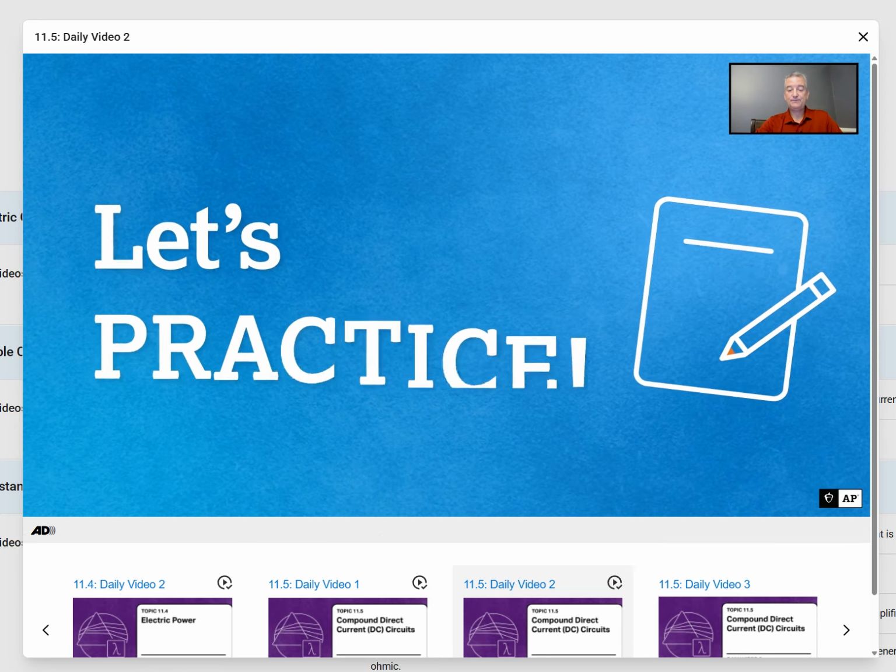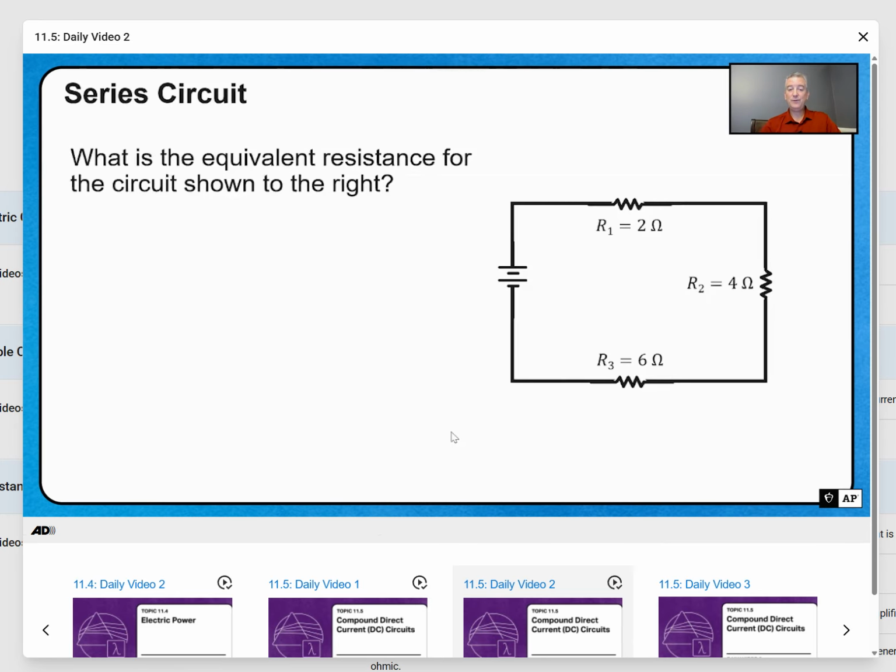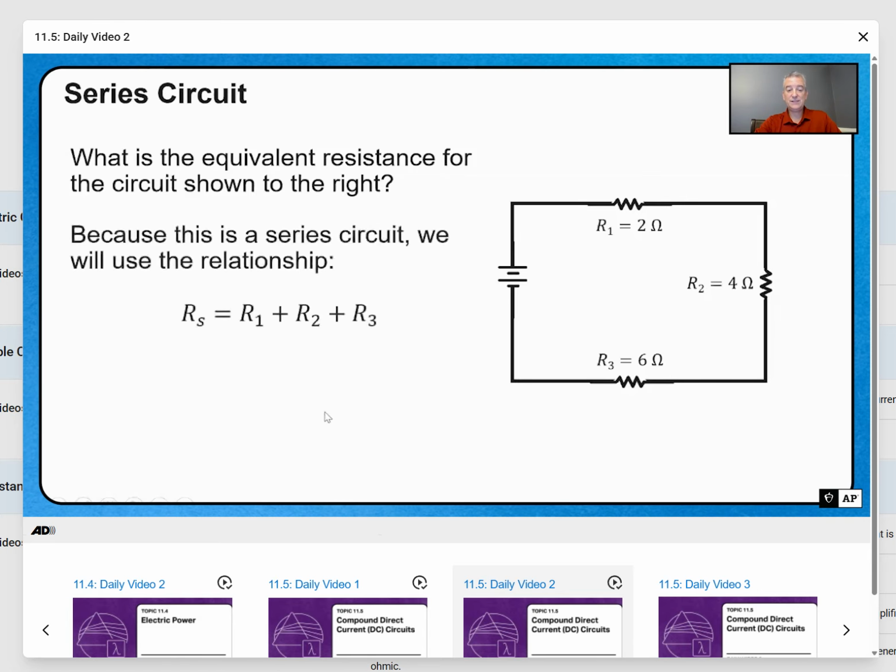So let's practice. If we were given this circuit shown to the right, how would we find the total resistance of the circuit? Our goal is to replace all 3 of those resistors with one resistor that we can say is the equivalent resistance for the 3. The first thing we must do is identify what type of circuit it is. In this case, we can see that the resistors are connected in series with one another, and so we're going to use the equation for series resistance. Right? So R sub S is equal to R sub 1 plus R2 plus R sub 3.